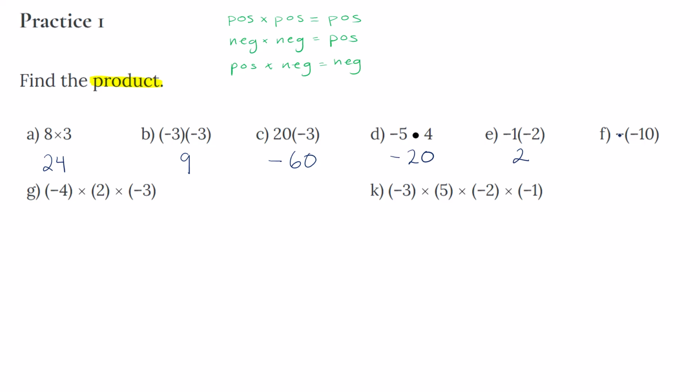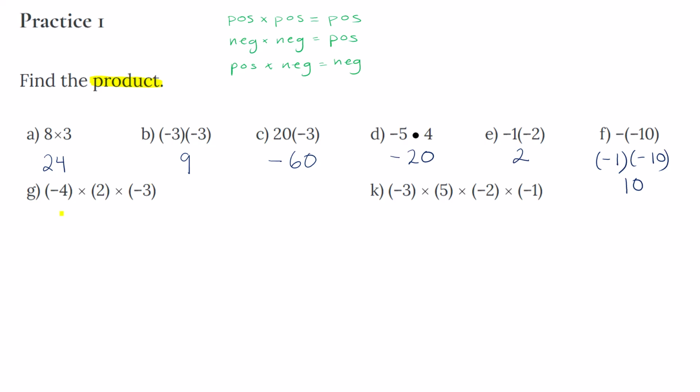For F, we have negative bracket, negative 10 bracket. So this is technically the same as negative 1 multiplied by negative 10, but sometimes we don't write that 1. So negative 1 times negative 10 is positive 10.